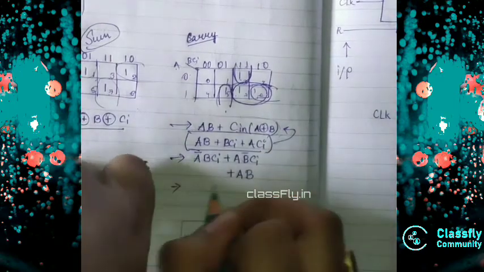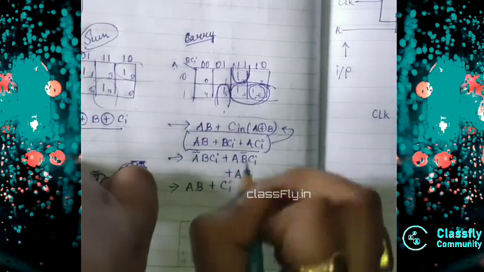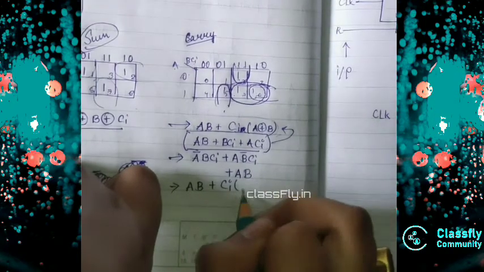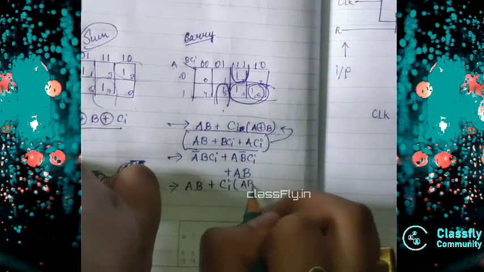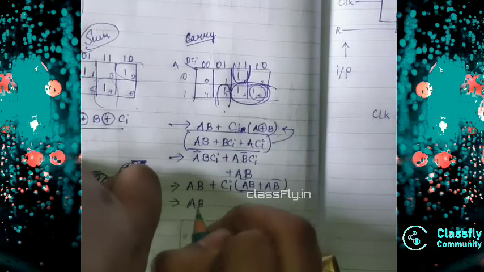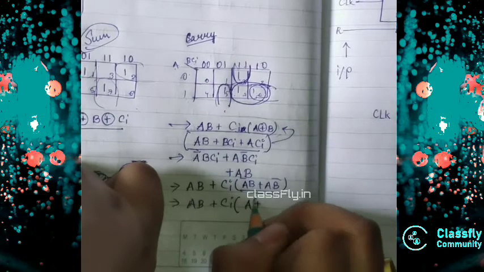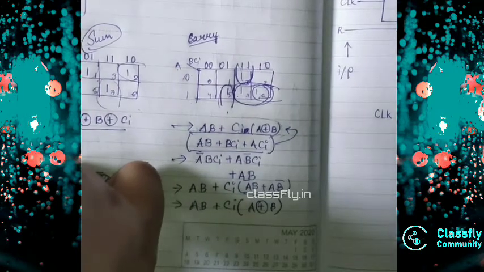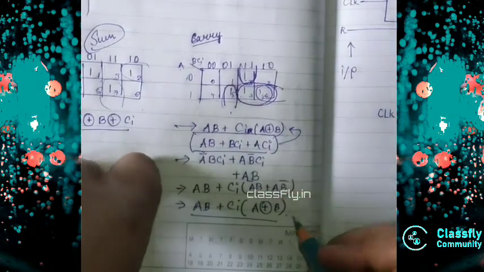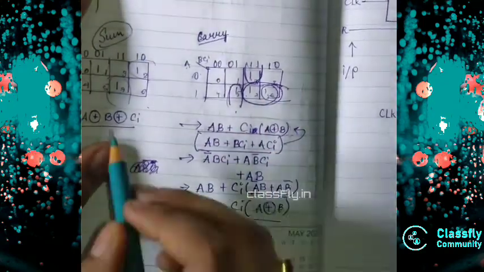Now see what I got. AB I got similar to this. If I take Ci, that is C in, or Ci, whatever you prefer, and I do A bar B plus AB bar, which is A XOR B, right? So I got the equation, that is AB plus Ci (A XOR B), right? So always prefer this K-map to bring this equation. Okay, now we will see the logic diagram for these two equations.